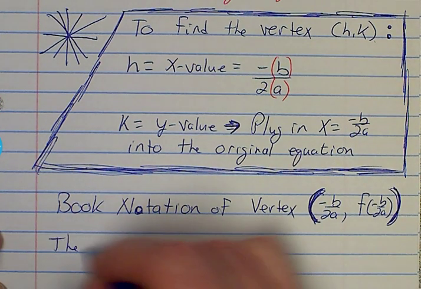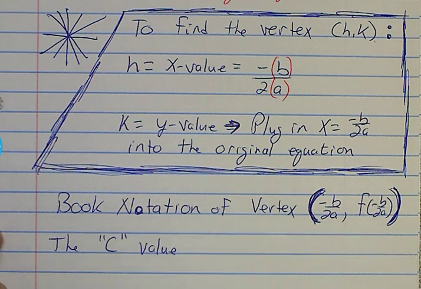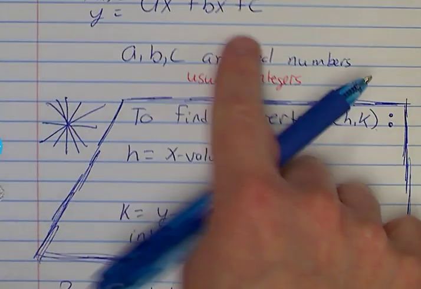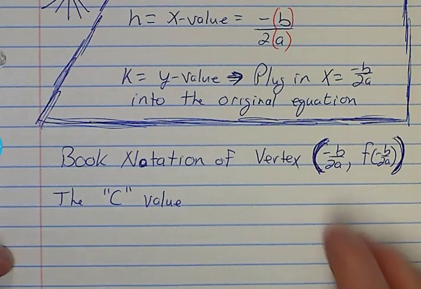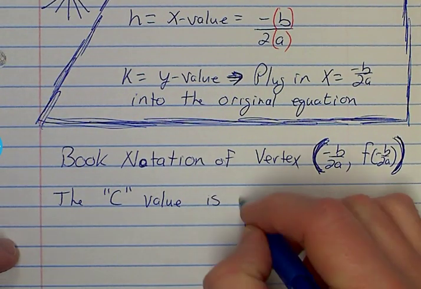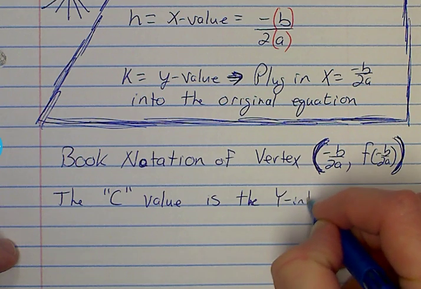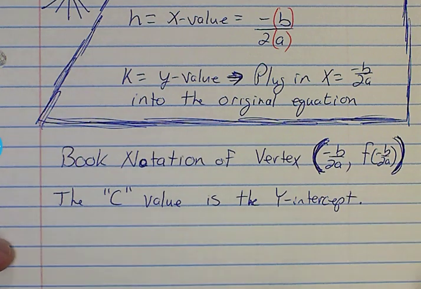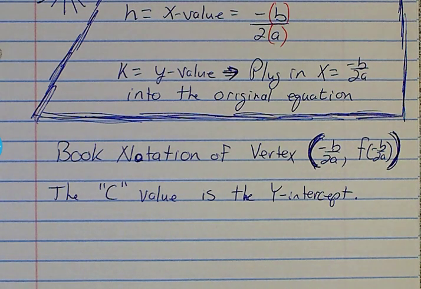Alright, here's where we get to add in one little shortcut also. The c value, because we're doing the x squared plus bx plus c when we're going through this one. One easy little shortcut you get: the c value is the y-intercept. So that's one point on the graph that you get without having to do anything at all. You just look at it, and there you go. That's your y-intercept.